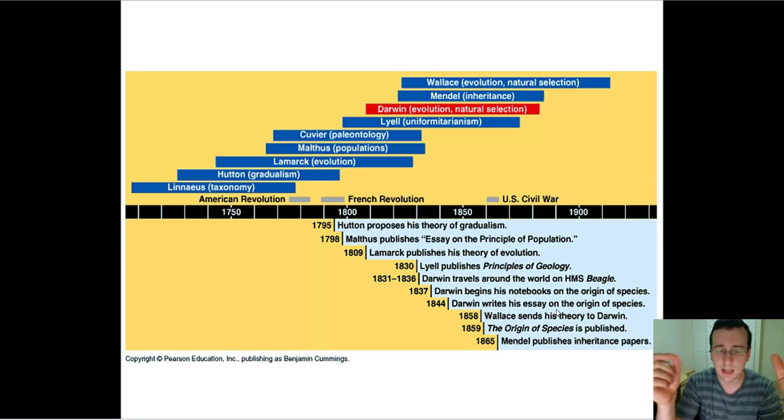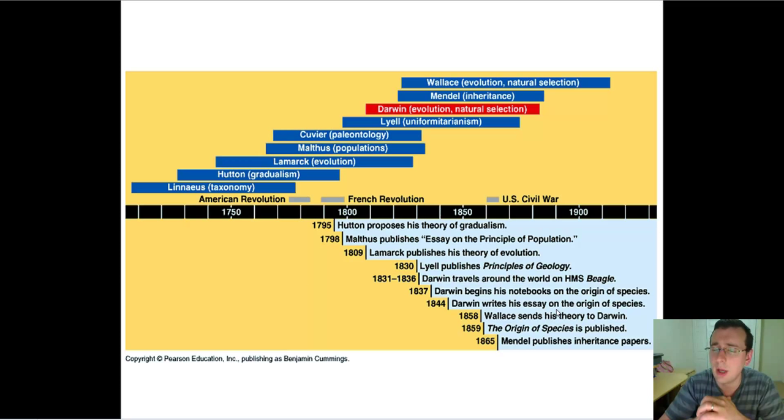What was he thinking when he set sail on this journey around the world and observed the patterns of diversity that planted a seed, together with everything he knew about these things, to formulate his theory of evolution? And it would take him many years to put it all together. That's one of the reasons he delayed the publication of his book, in addition to the fact that he knew he was going to face criticism and was kind of scared, and that he had other interests he was working on as well.